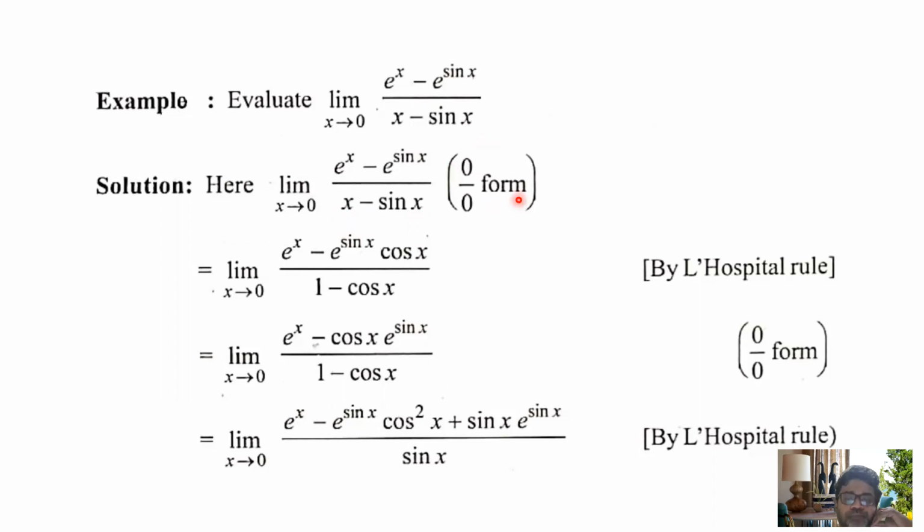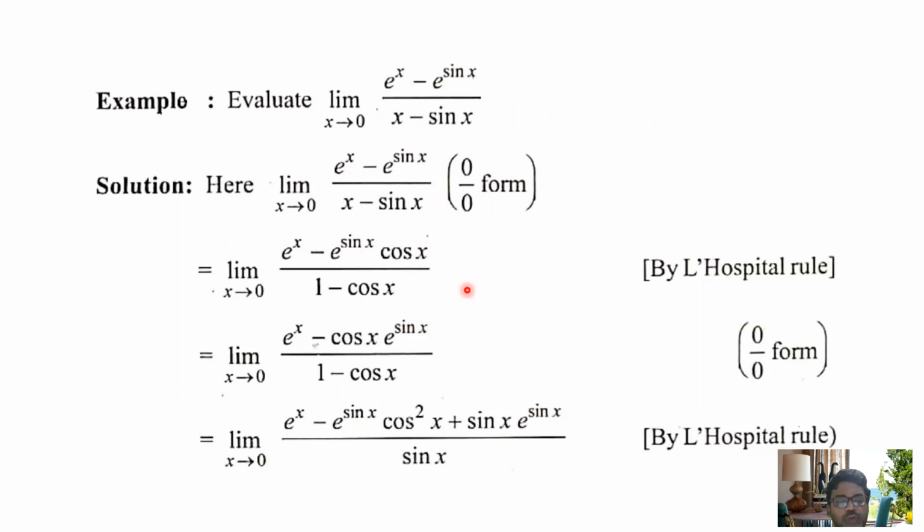That is 0 by 0 form. So using L'Hospital, just differentiate this: e^x minus e^(sin x) times cos x, over 1 minus cos x. Again, if we put x equals 0, we have e to the power 0 means 1, e to the power 0 means 1, so 1 minus 1 is 0 and 1 minus 1 is 0, again 0 by 0 form.